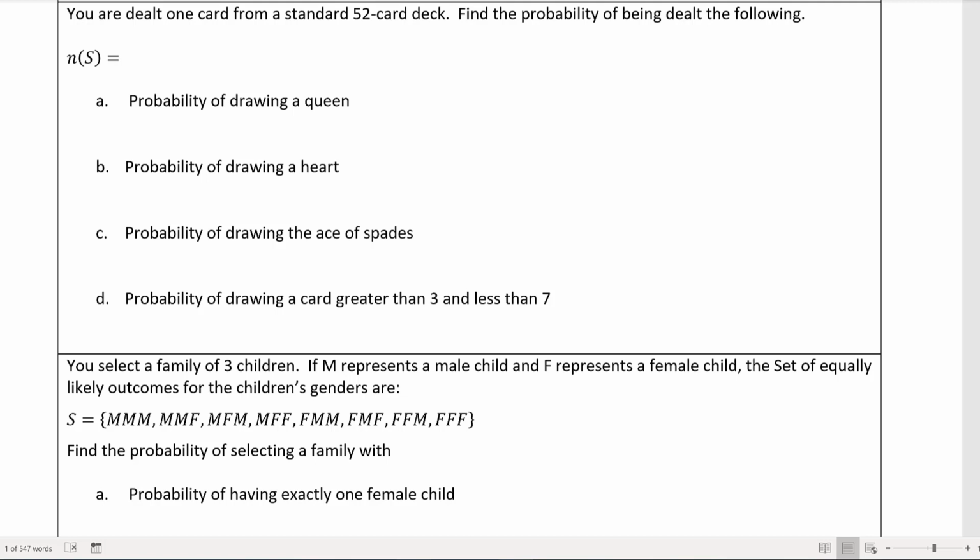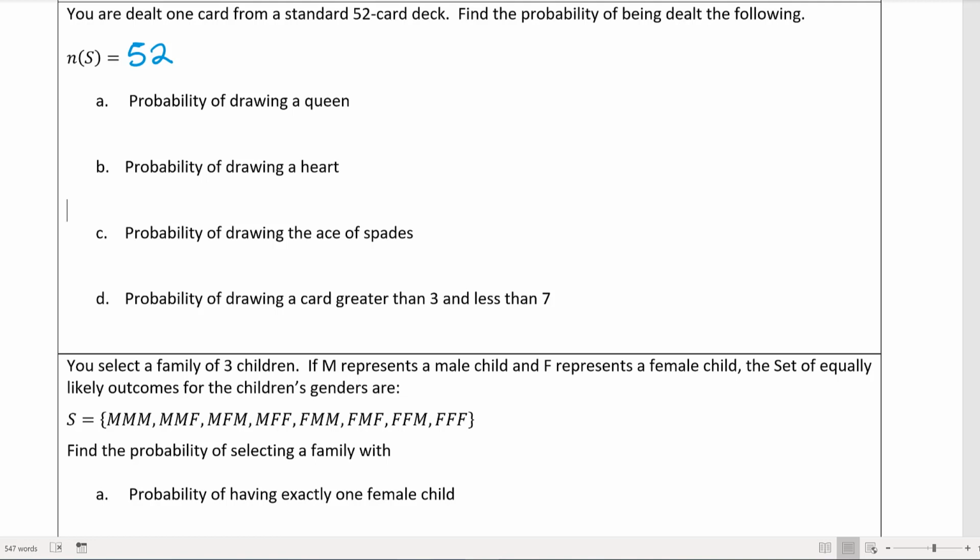In this problem, you are dealt one card from a standard 52 card deck. We're asked to find the probability of being dealt the following. I'm not going to write out the sample space for all 52 cards because that seems like a waste of my time. I have that on the previous page. But I will note that n(S) is going to be 52. There's 52 ways we could pick a card out of the deck.